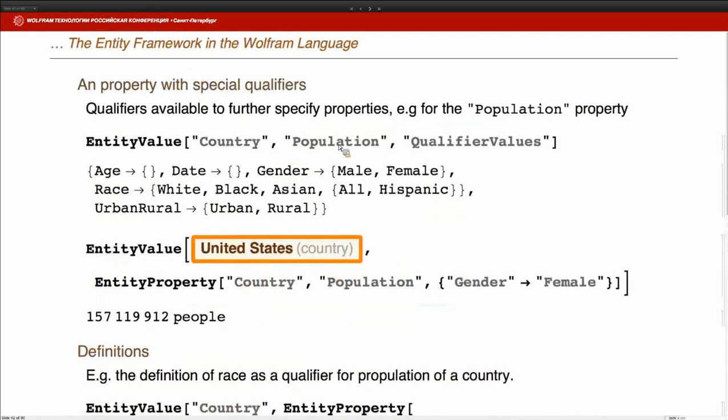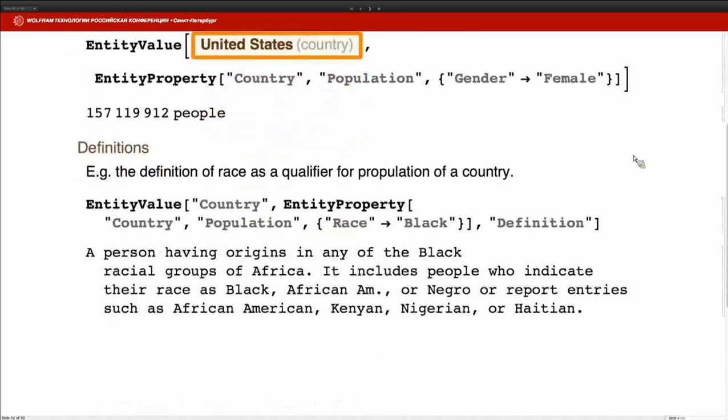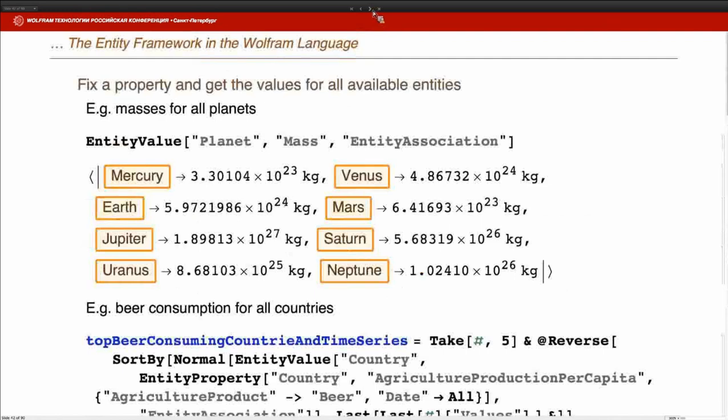Sometimes you want to qualify more, like population. You just don't want all of them. You want to know the population broken down by age, by when it was, by gender, by race, if they live in cities or not. So you can get a lot of detailed information out. And sometimes you might even want to know what exactly you mean by this. Like what do you mean by race? You can ask for a definition, and you get a definition of what exactly is returned.